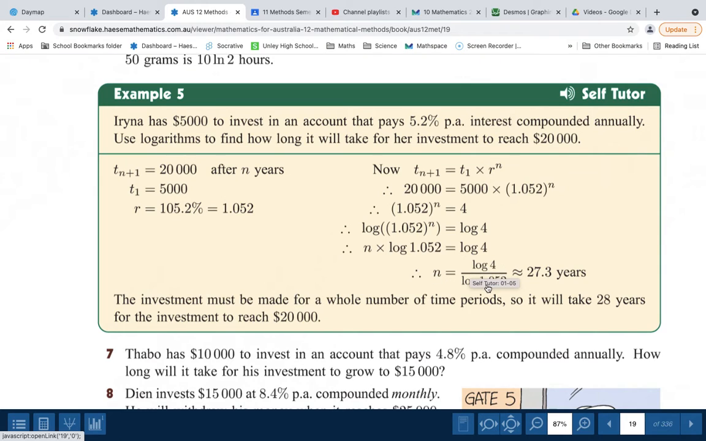Well, yeah, you can see they've done exactly the same thing. They've got 27.3 years. Now, notice that they've done what I thought they should do, which is to actually round it up to 28 years, right? With the idea being the interest, you're only going to actually qualify for that interest if you're leaving the money in for that whole year. So that's why they've rounded up to 28 there. They're saying after 27 years, you wouldn't have actually made $20,000 yet. You would have to wait.